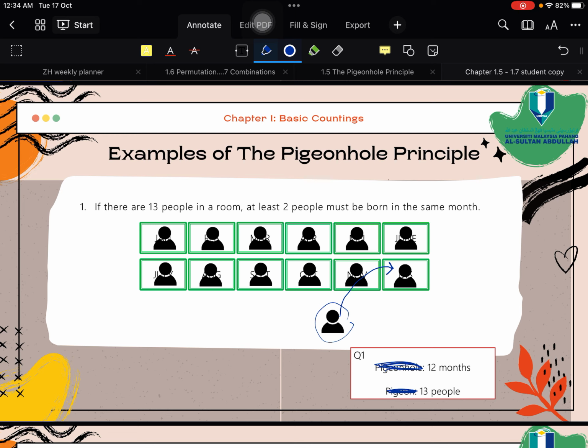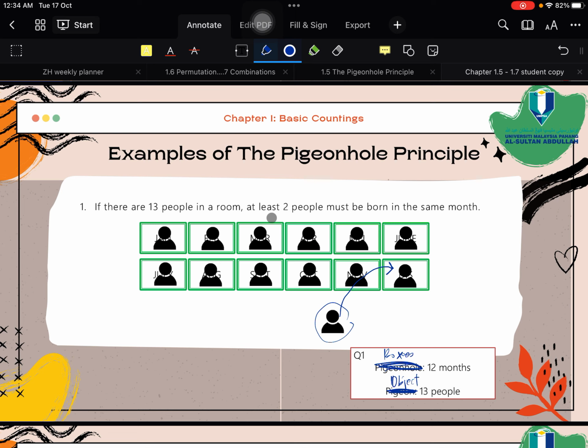If there are 13 people in a room, at least 2 people must be born in the same month. So in this example, boxes kita apa? Boxes kita adalah bulan. Dalam setahun ada 12 bulan kan? So our boxes are 12 boxes. We are trying to place 13 people in each of these boxes. So the object here is 13 people.